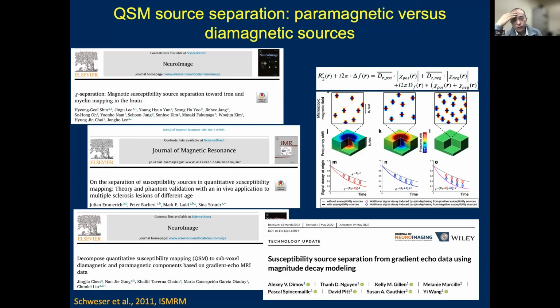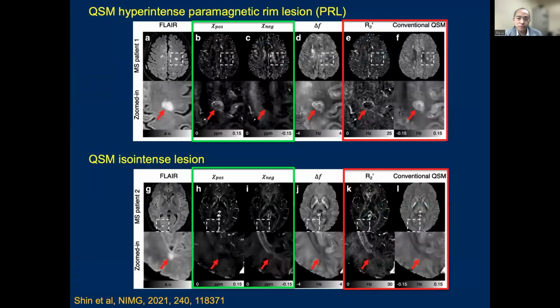And the goal is trying to separate the paramagnetic and diamagnetic sources co-localized in an MR imaging voxel. And the basic idea is that we can combine the information from QSM and R2 star or R2 prime to disentangle the contribution from the positive and negative susceptibility source. This is, of course, technically possible because the paramagnetic source and the diamagnetic source contribute additively to the relaxation, but they contribute subtractively to the bulk magnetic susceptibility.